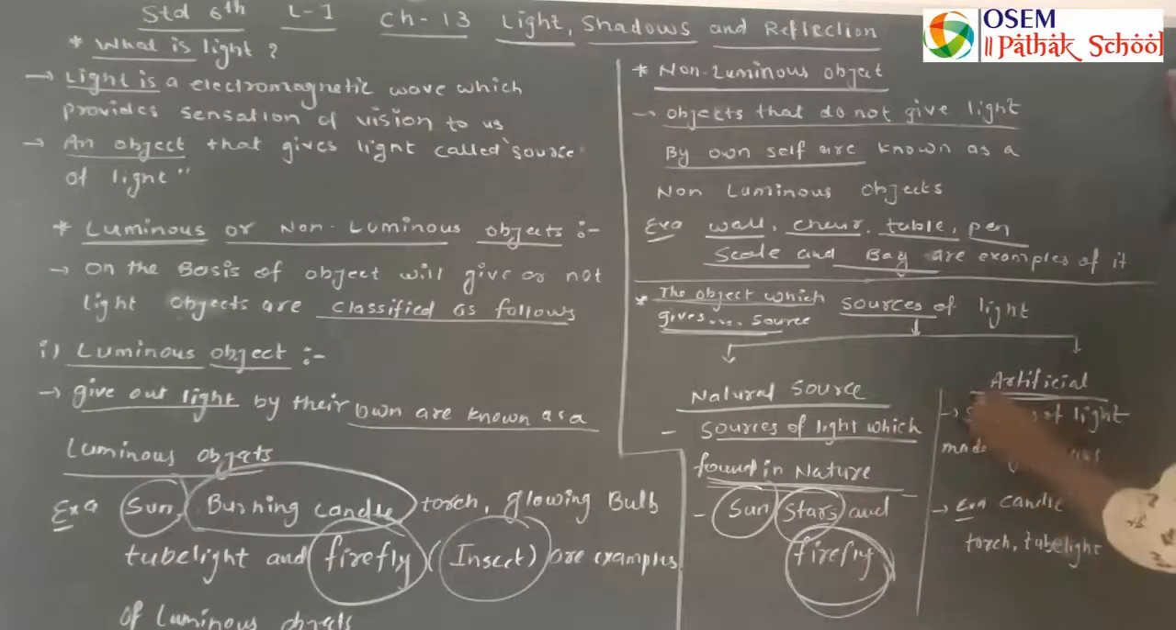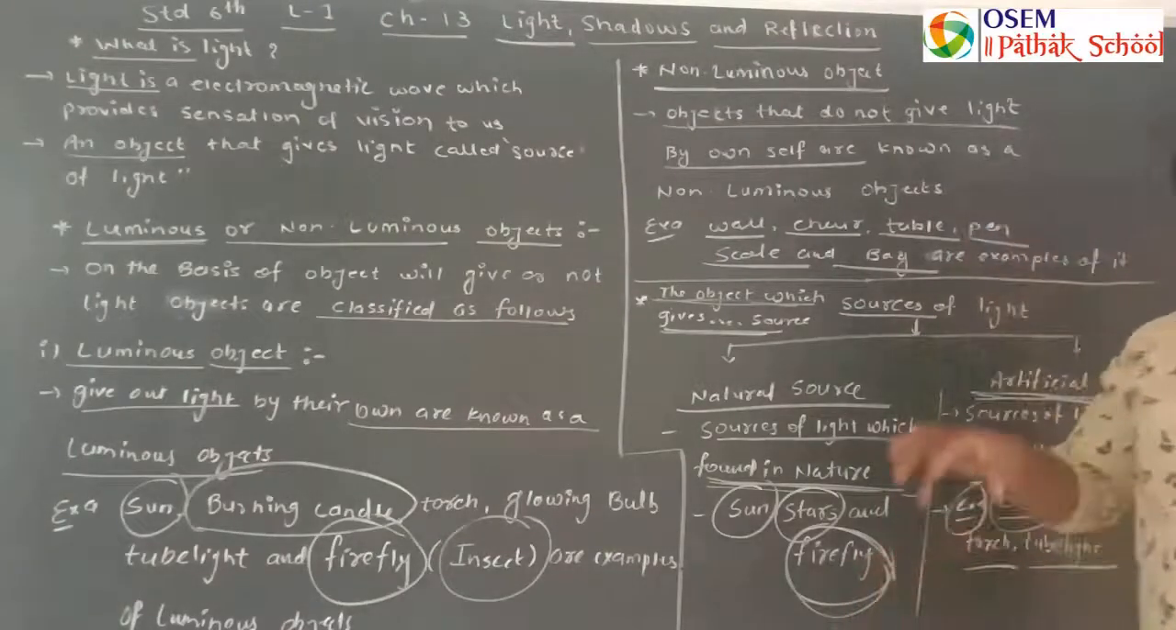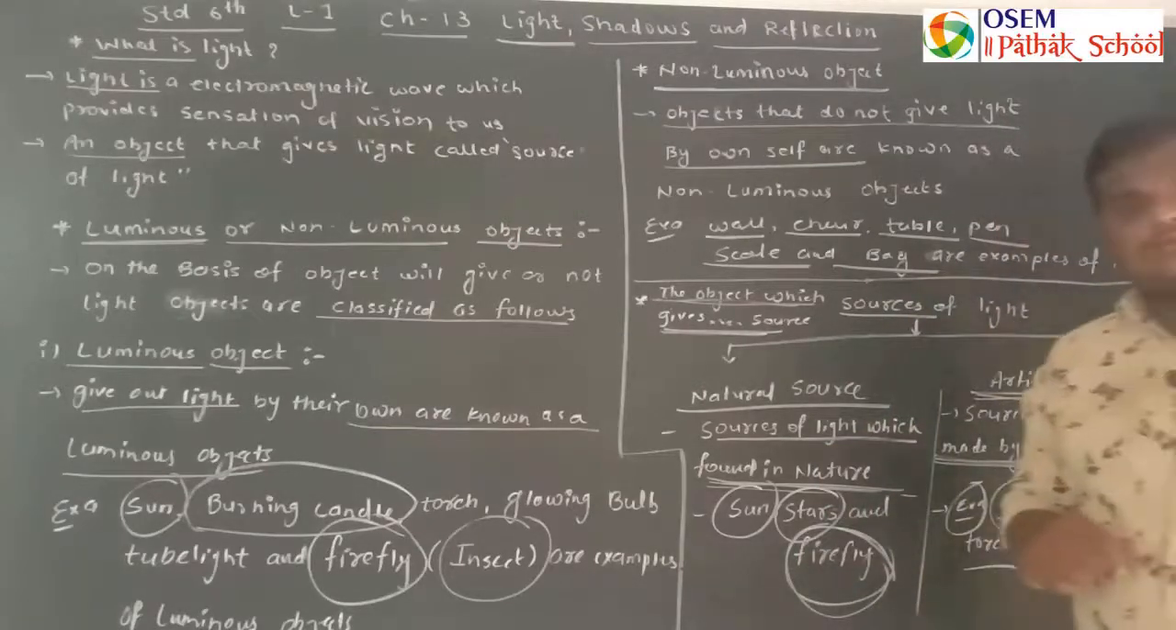And the second source of light is the artificial source of light. So what are artificial sources of light? The sources of light which are generated by humans. So sources of light made by humans are considered artificial sources of light. For example, candle, it is made by humans, so it is considered an artificial source. Torch, tube light, all the appliances which give light are considered human or artificial sources of light.